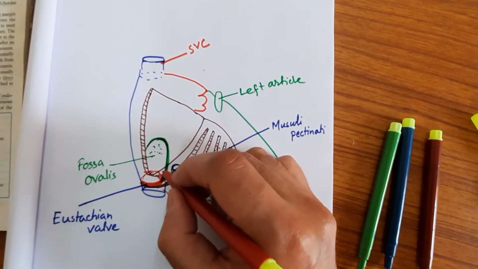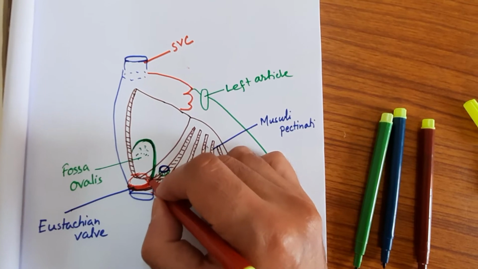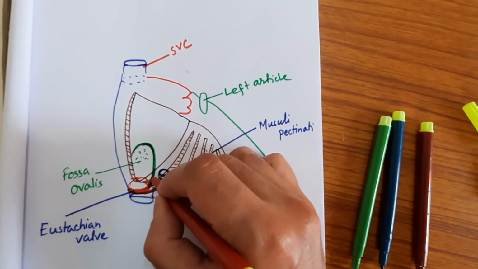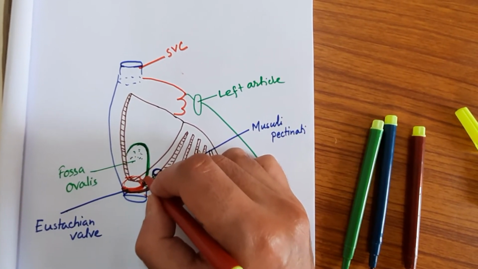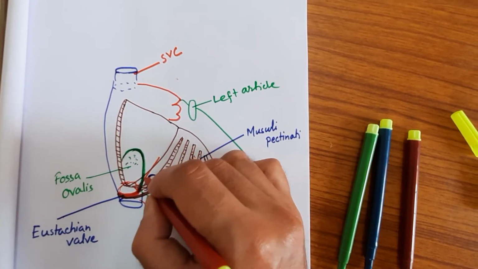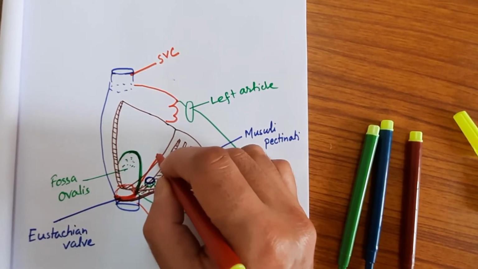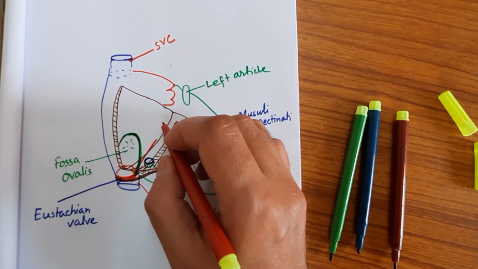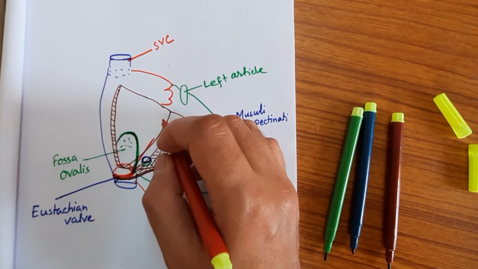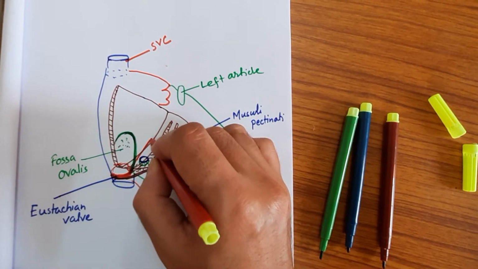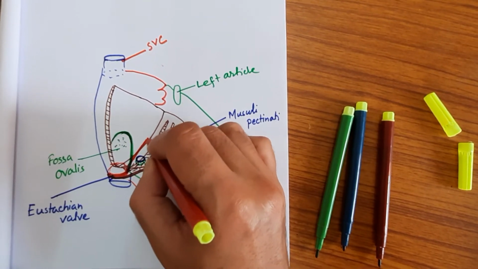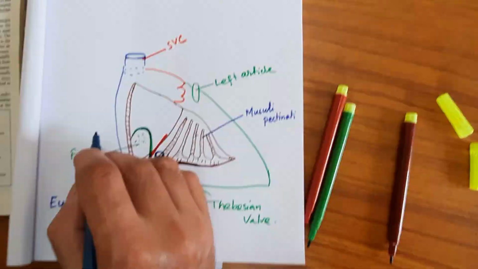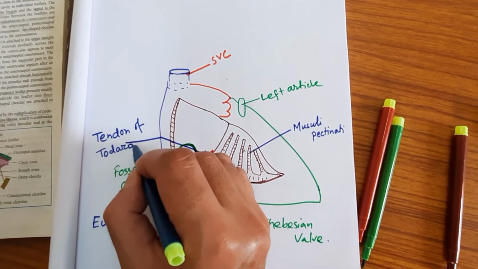Again, one thing in this area, from the left horn of the valve of the inferior vena cava, there is one thing, the subendocardial ridge, extending dorsally to the central fibrous body, and the central fibrous body lies just nearby the opening of the atrioventricular orifice. So this way it goes, and this is known as the tendon of Todaro. This one will be the tendon of Todaro.